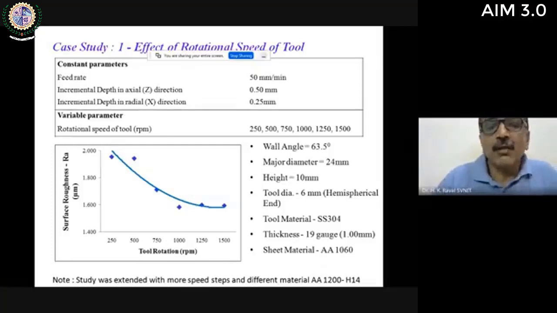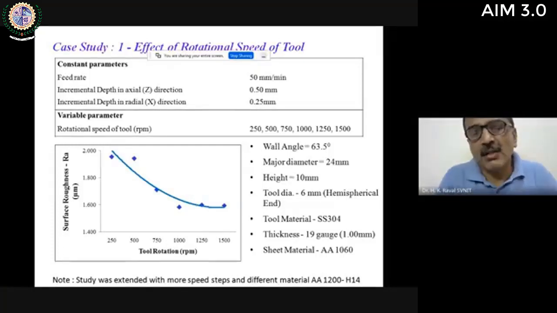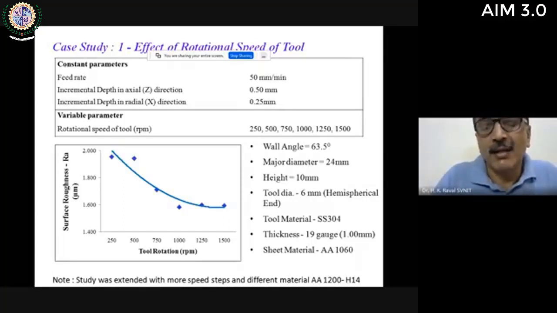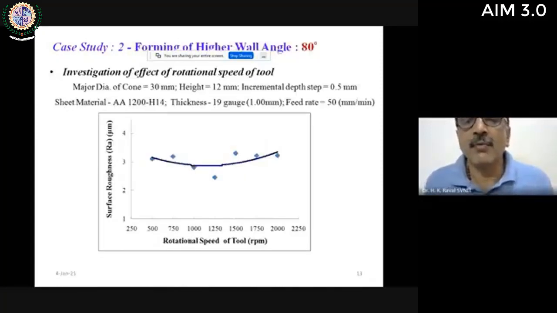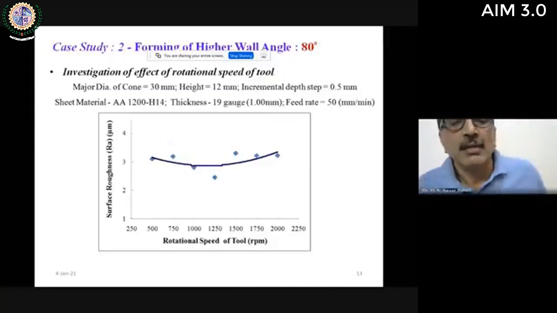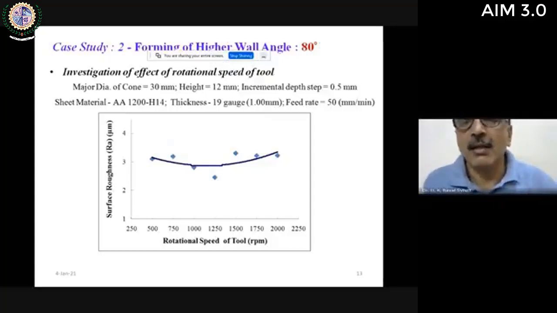So this is one finding that was reported, but still it raised some school of thought: it is reducing, but will it keep reducing? What will be the minimum you can get, or whether the trend remains the same or not. So the study was further extended. In that case, RPM beyond 1500 was also tried. In that event, you can see the surface variations, and it is found that at a certain RPM, surface roughness was found to be the least among the other surface roughness values.